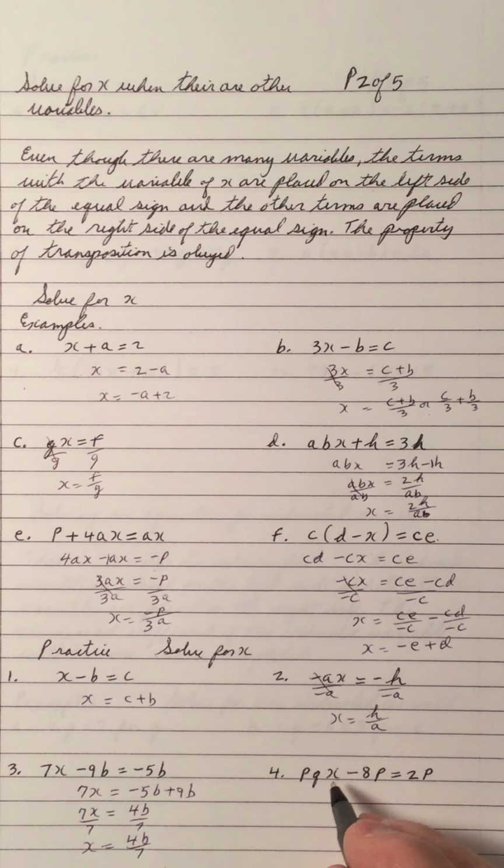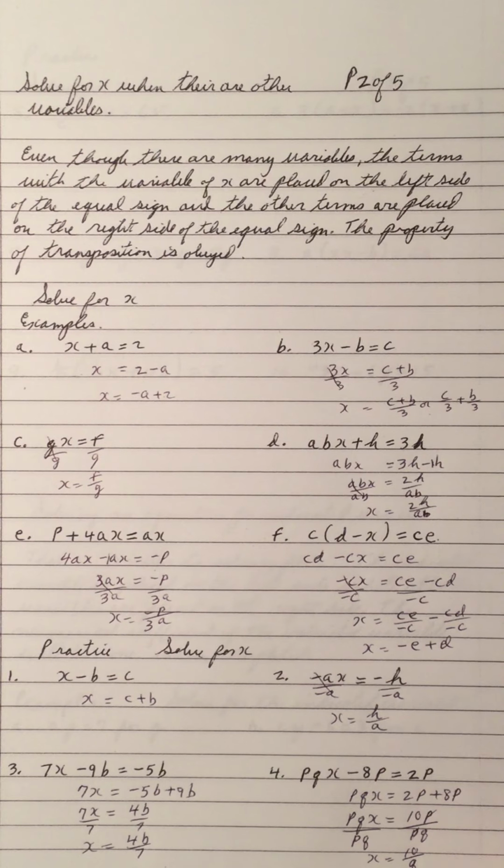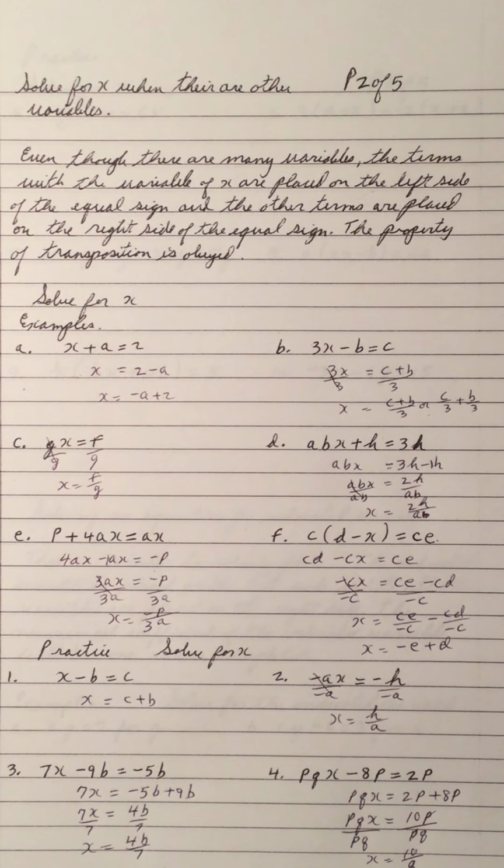Number 4, there's only one x, so the pqx stays there on the left. 2p, and the negative 8p becomes a plus 8p on the right. So pqx equals, and they're like terms, so we can add to get 10p. And we have to divide both sides by pq. That means that x equals, and the p's cancel out, I get 10 over q.